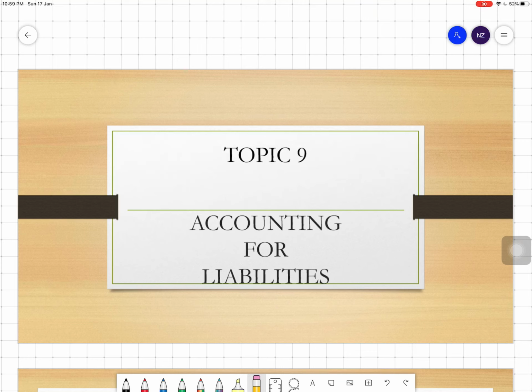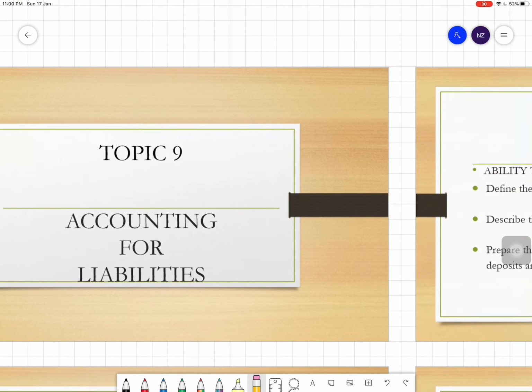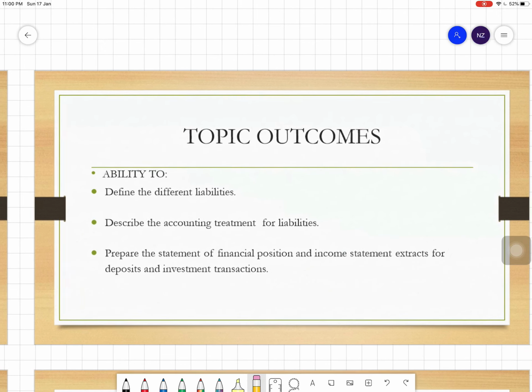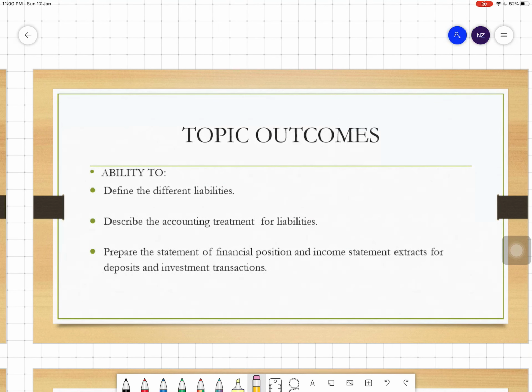So in this video we will learn about our last topic for this subject, which is accounting for liabilities. Later on in this topic we will learn and you will know how to define the different liabilities. There are 3 different liabilities. Later we will go through shares, suku and deposit again. All three of these are liabilities in companies.